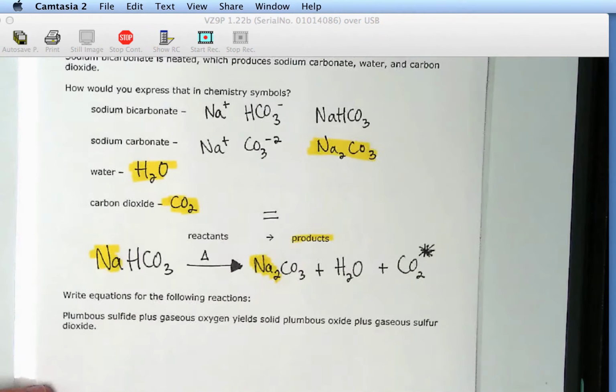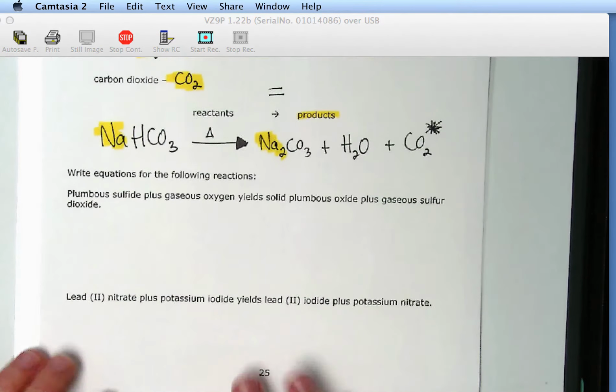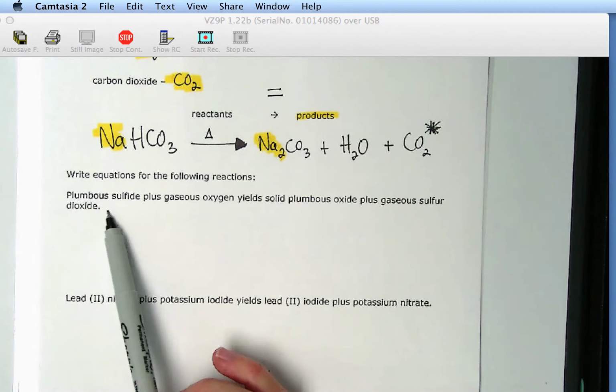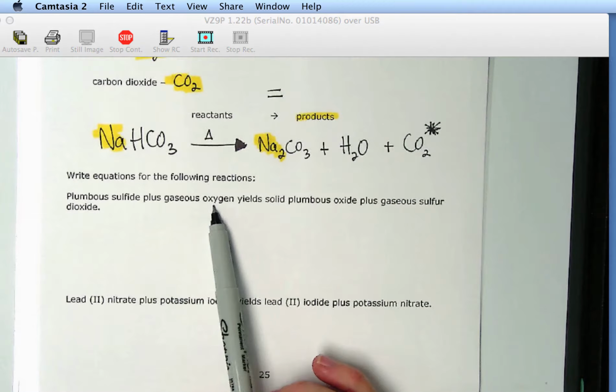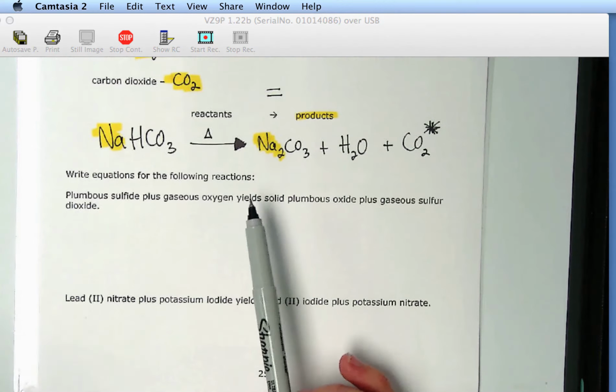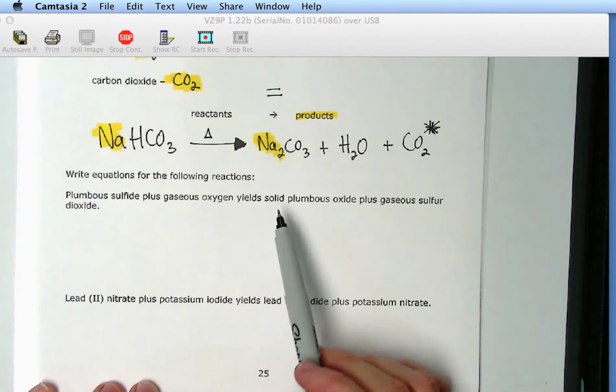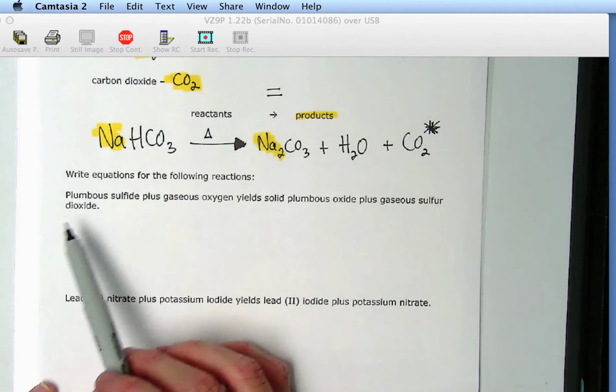For right now, what I want you to do is to practice writing chemical equations from sentences. So, like this first one, plumbous sulfide plus gaseous oxygen yields, that's another word for arrow, so when you see that, okay, I need to have my arrow, yields solid plumbous oxide plus gaseous sulfur dioxide.